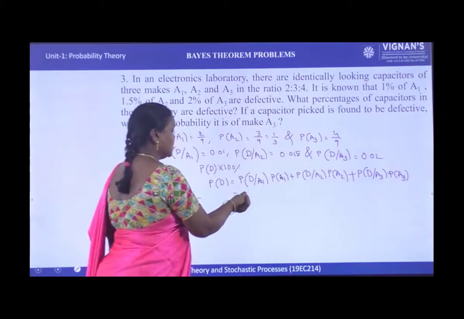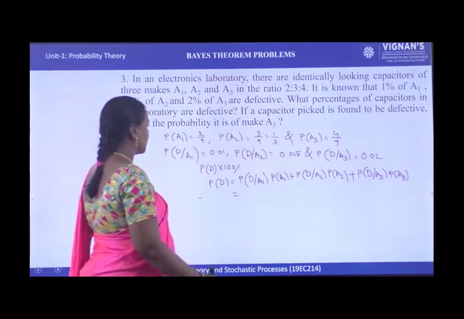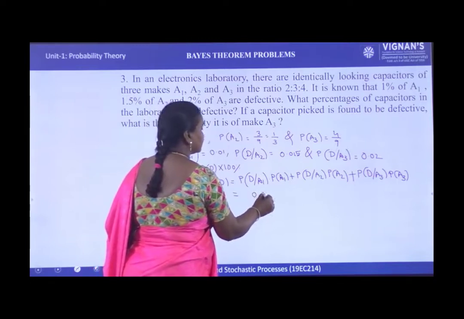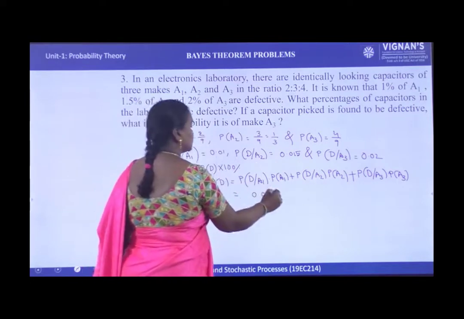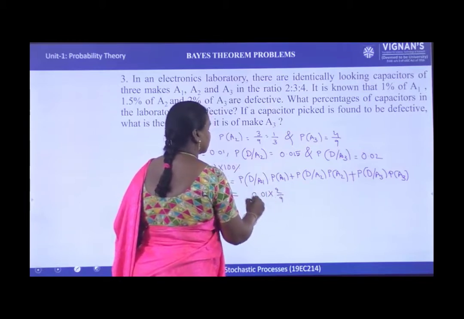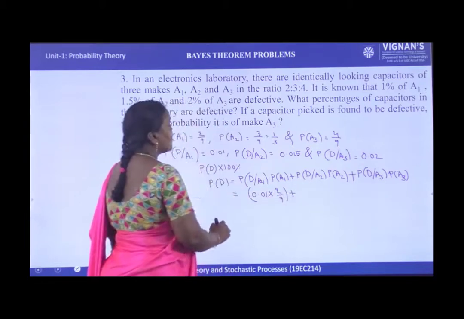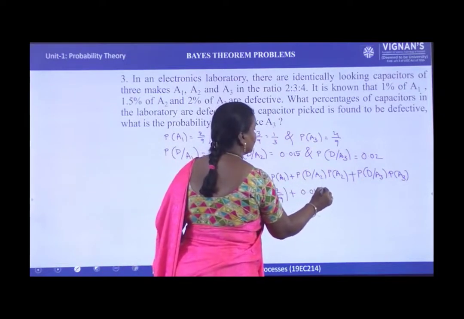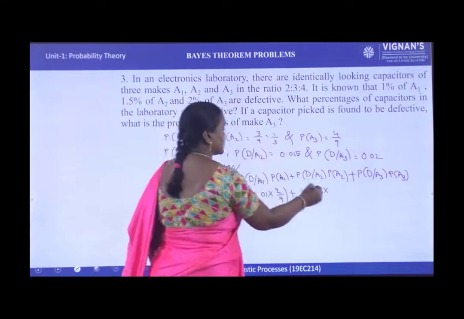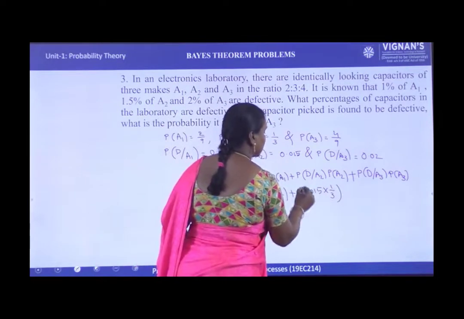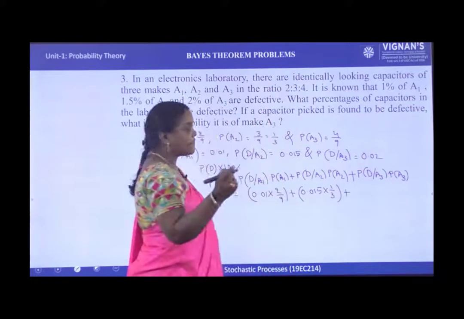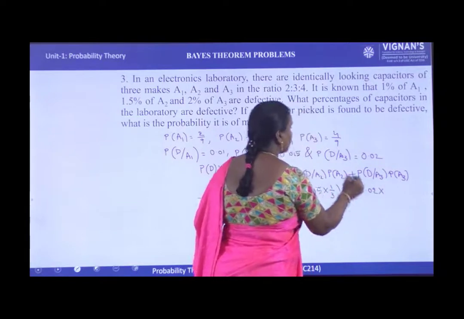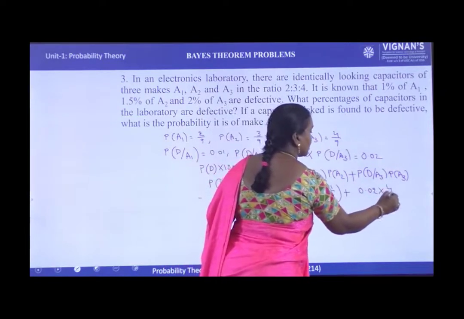So this is equal to, already we have written all these things, just substitute. P of D by A1 means 0.01 into P of A1 is 2 by 9, plus P of D by A2 is 0.015 into P of A2 is 1 by 3, plus P of D by A3 is 0.02 and P of A3 is 4 by 9.